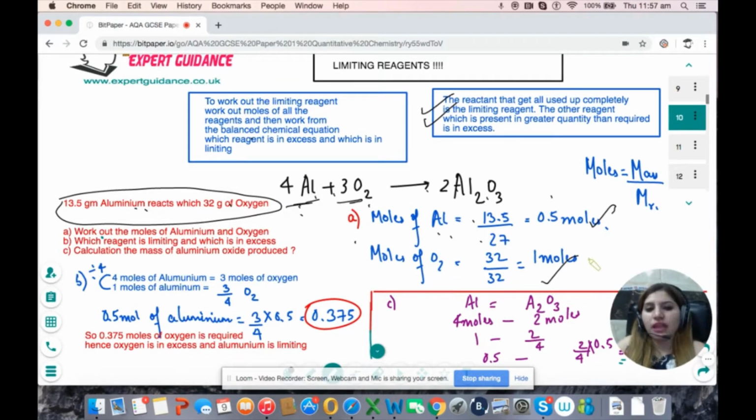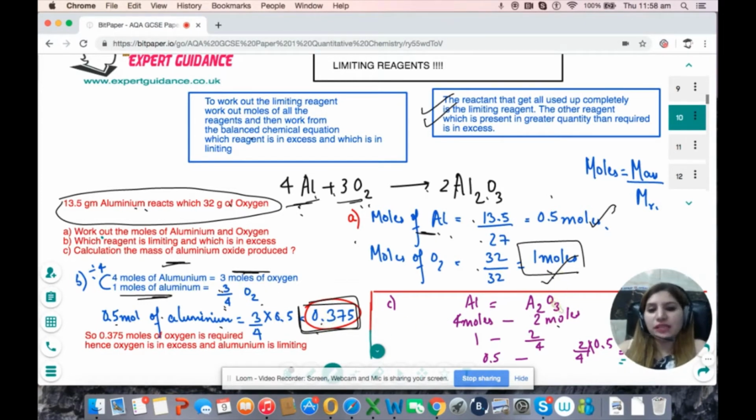Now, if you look at the equation, if you have 4 moles of aluminium, you require 3 moles of oxygen, right? So 4 moles of aluminium gives you 3 moles of oxygen. If you have 1 mole of aluminium, you require 3/4 of oxygen. But the aluminium is half a mole, so you need just 0.375 of oxygen. And how much oxygen do you have? 1 mole. So the oxygen is in excess and aluminium is the limiting reagent. It will get completely used up.